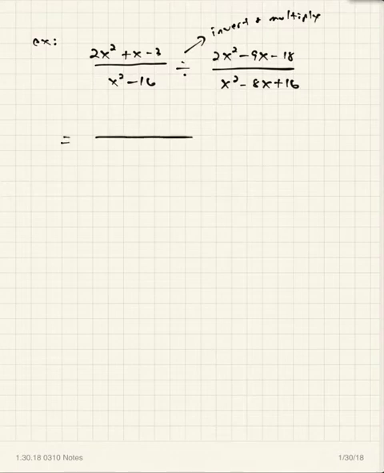So in the denominator, x squared minus 16 is x plus 4 times x minus 4, right? That's the difference of squares. In the numerator, it's not an easy trinomial, but you do know that the first terms are going to be 2x and x. Don't forget that you're trying to get a 1x here when you multiply these together.